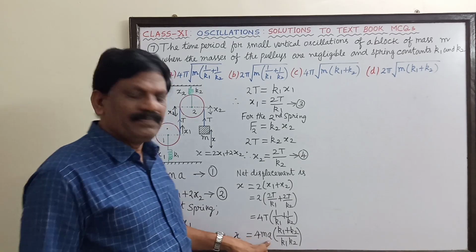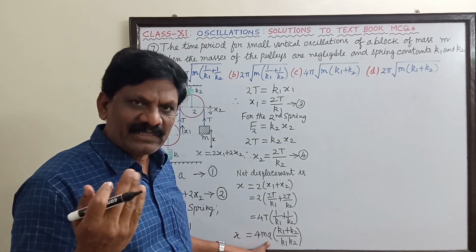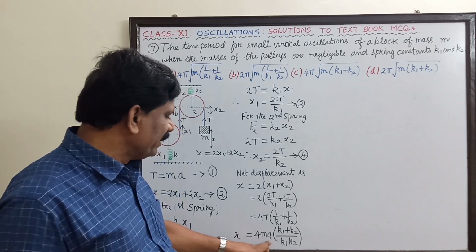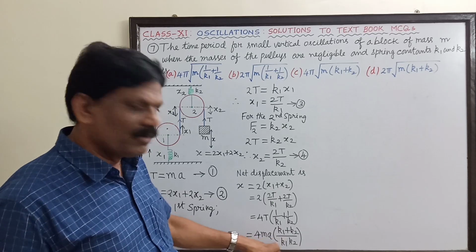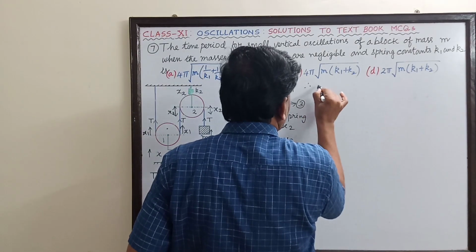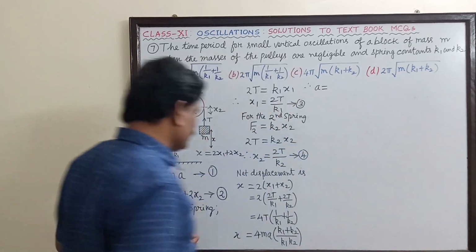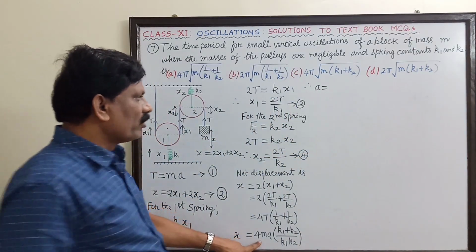So we need an expression for acceleration. Take a on the left side. So that a will be equal to what? x divided by 4m into the reciprocal will come, is it not? So I want an expression for acceleration. So acceleration is equal to x divided by 4m.